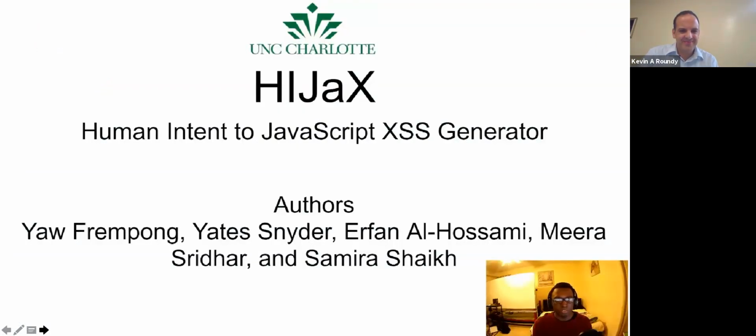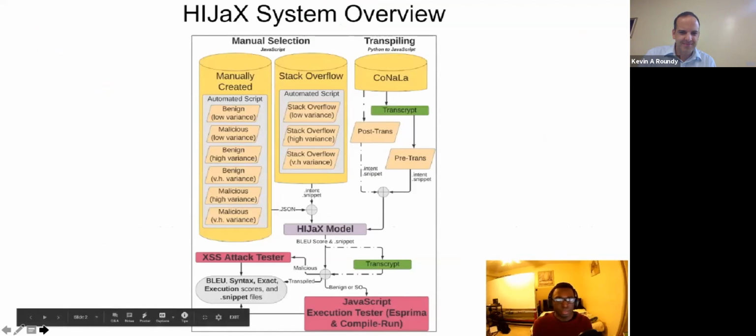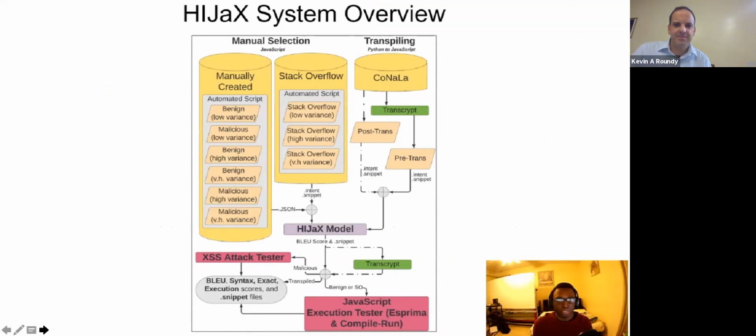Hello, my name is Yao Frampong, and today I'm presenting Hijacks, a human intent to JavaScript XSS generator. The motivation behind this work includes exploring a new area of offensive security research that combines natural language processing and automated exploit generation. We made Hijacks to help non-security practitioners secure their websites. Hijacks is an LLVM-based AEG tool that can convert text to code. Hijacks takes an English description of an XSS attack, known as an intent, and generates the corresponding attack code in JavaScript, known as a snippet.